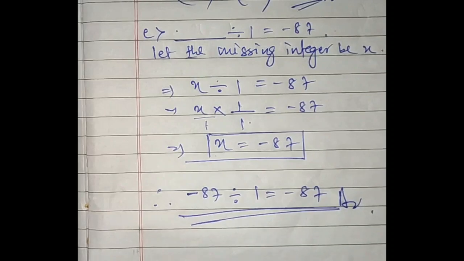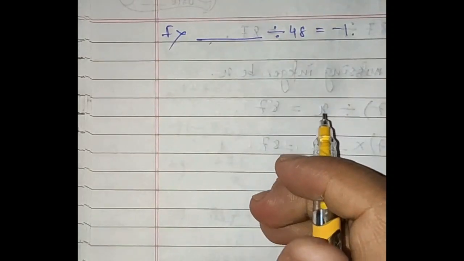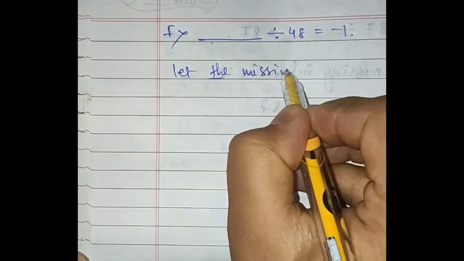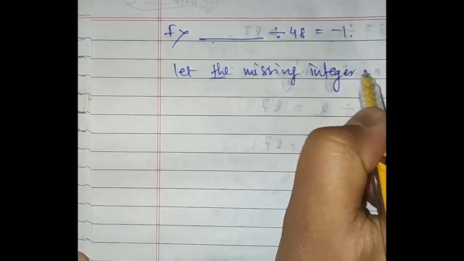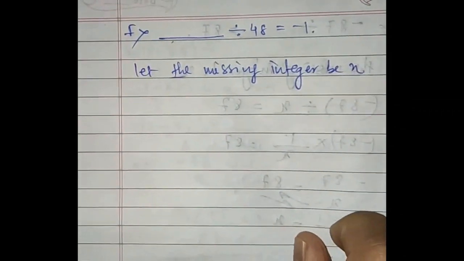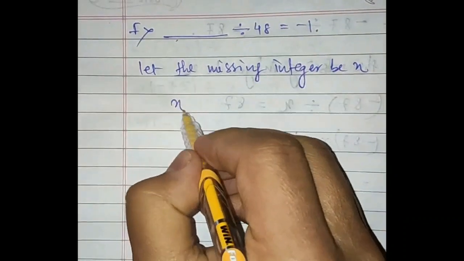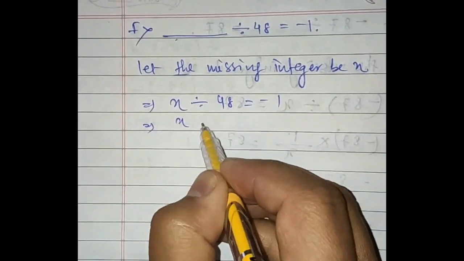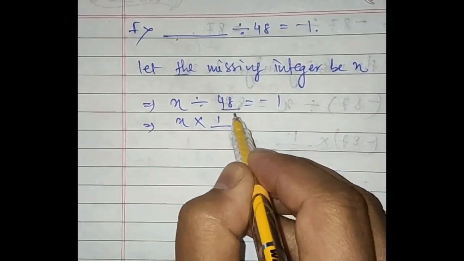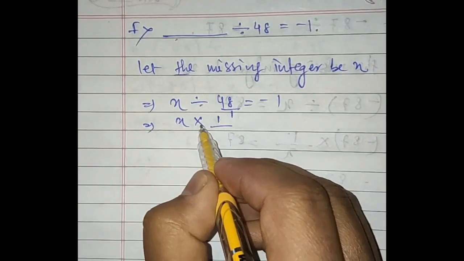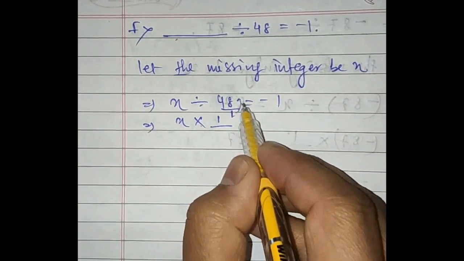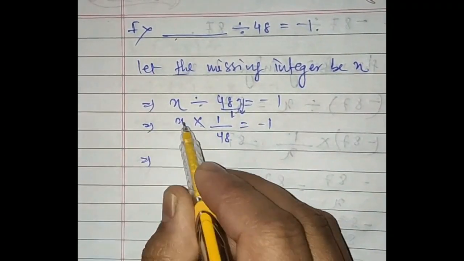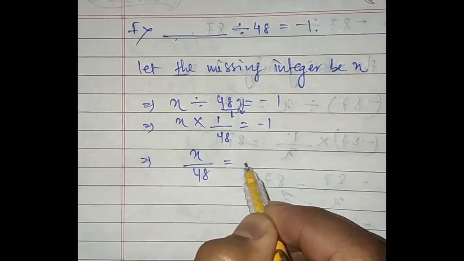Okay, let's proceed to the next question, that is number F. So this is our question. Let the missing integer be x. So put x over here, divided by 48, is equal to minus 1. Convert this sign and write, because x by 48 is x into 1 by 48. Whenever we are converting this into multiplication, the 1 will go up and the 48 will come down. So x into 1 is x by 48 is equal to minus 1.